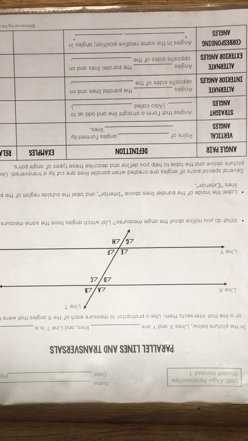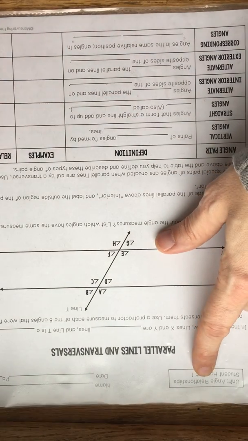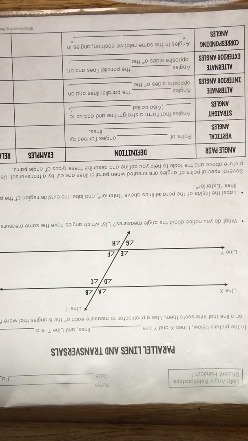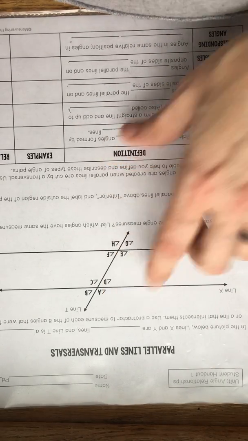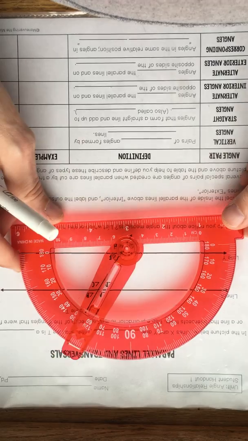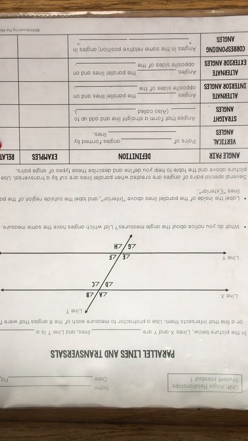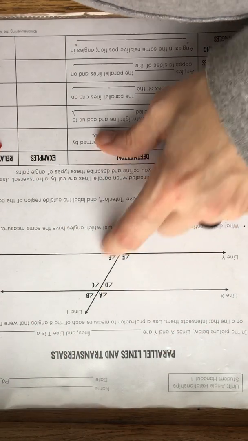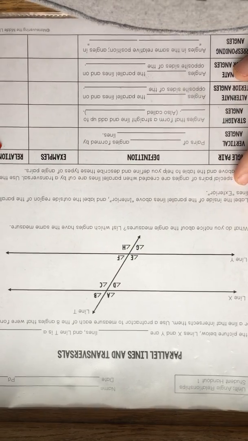If you could make sure you have your angle relationships packet, handout 1, and don't worry that says you're going to need a protractor. I'm going to use a protractor and I will tell you the measurements that you're going to need, and you only need it for this very first example, so that's why it's not important that you need it, okay?